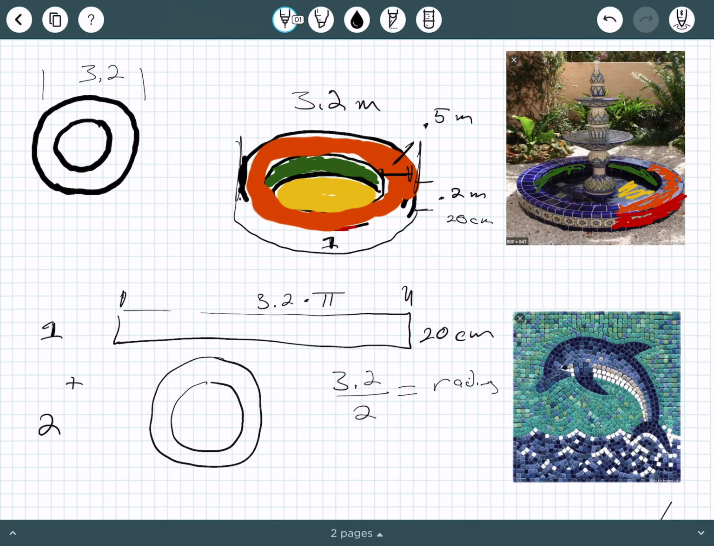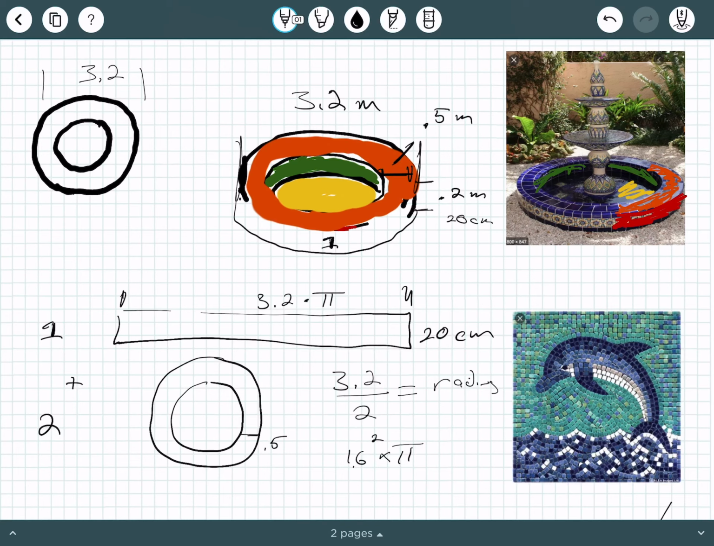And 3.2 over 2, that's going to be 1.6, right? 3.2 meters over 2 is going to be 1.6 meters. 1.6 times pi. And then, what's the diameter of the second one? So if this is 3.2, and this is 0.5 wide, the inner is going to be, once you figure out this, 1.6 squared times pi.